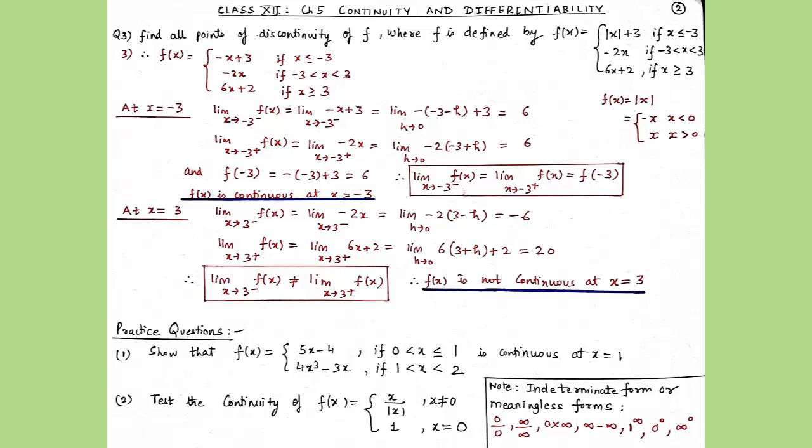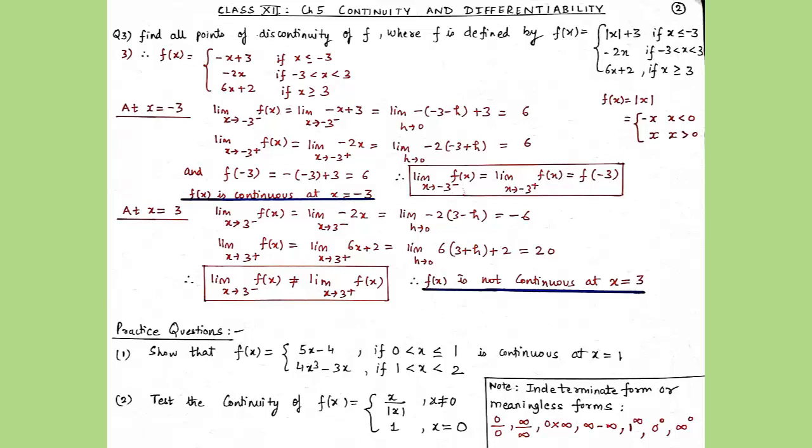So we will write limit x tends to 3 plus f(x), and according to our question, our function f(x) will be equal to 6x plus 2 at x greater than or equal to 3. So from here we get limit x tends to 3 plus, and in place of f(x) we will write 6x plus 2, and this is equal to, again in place of x we will write x equals 3 plus h. So here when x is equal to 3, h approaches 0.